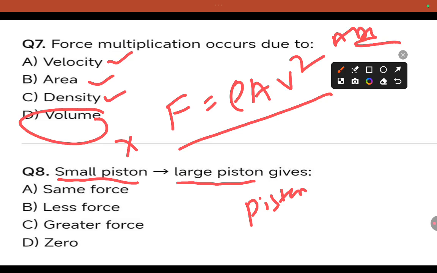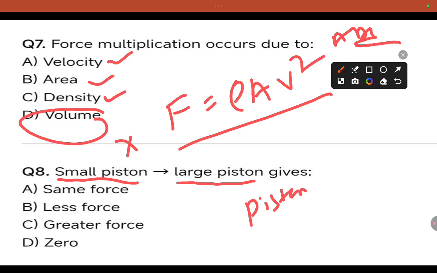I think there is a technical mistake. Hydraulic system concept. Okay, I will check. We need to study Pascal again. A small piston and a larger piston in a hydraulic machine, that is about greater force.